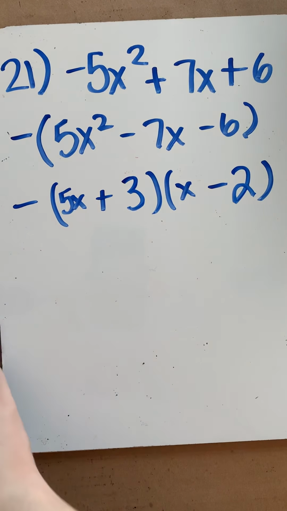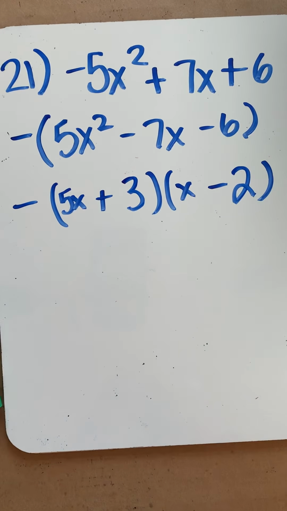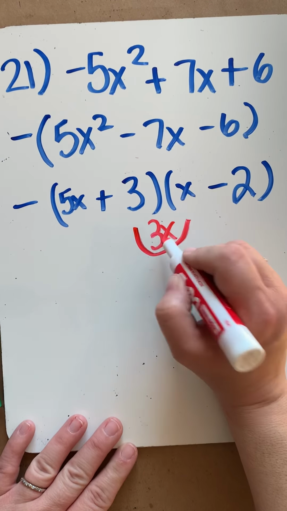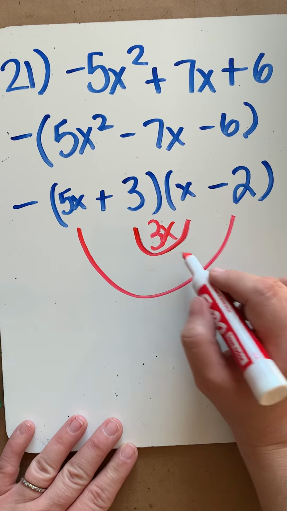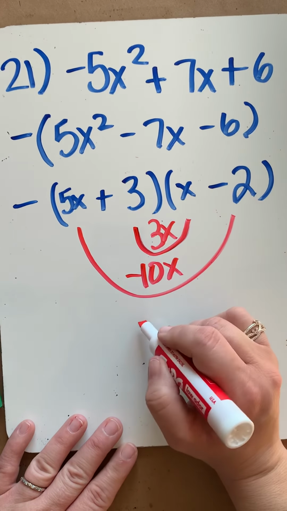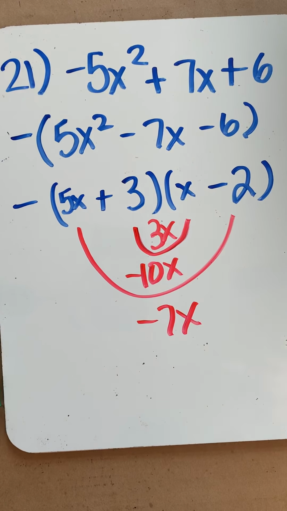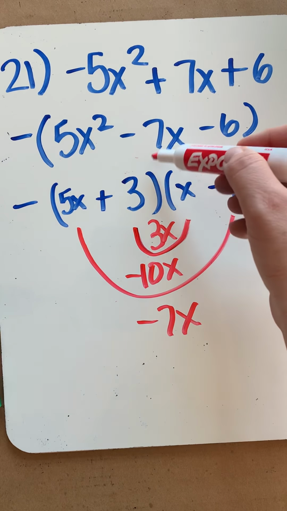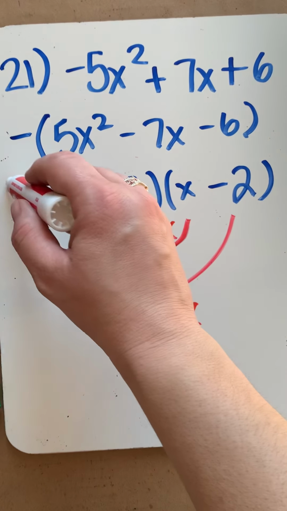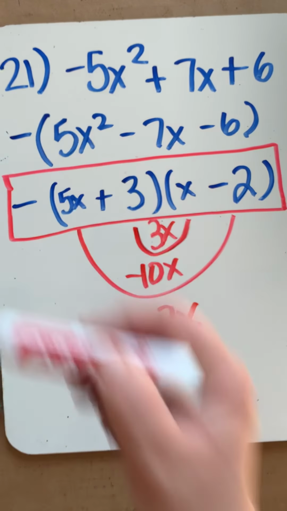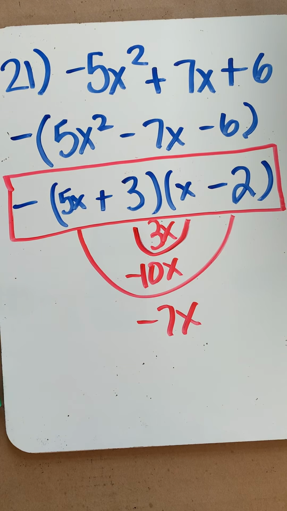Then I'm going to check my work. Okay, 3 times x is 3x. And 5x times negative 2 is negative 10x. Oh, looky, we got it on the first try. So when you add those two together, you get negative 7x, which is what we have here. So this would be the answer to number 21.